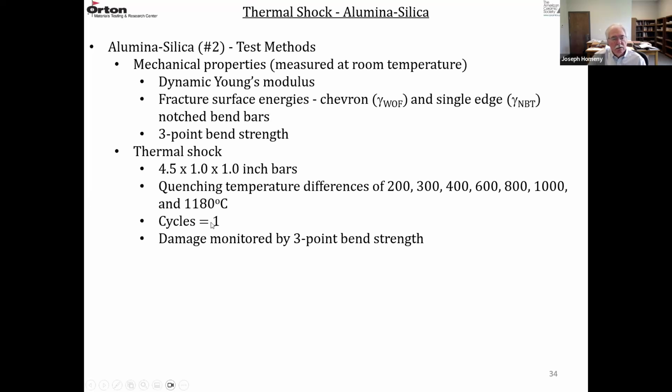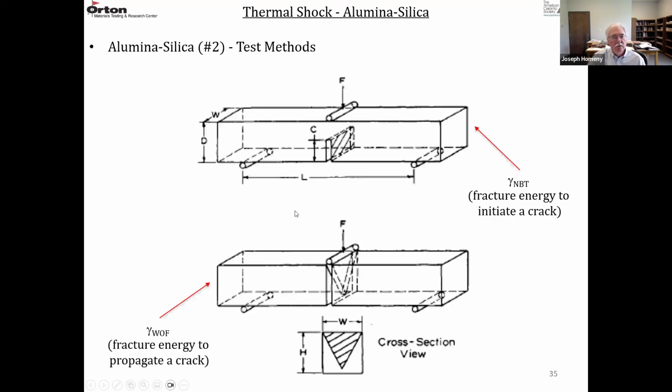Only did one cycle. It was quenched in water, so it was severe, and the damage was monitored by 3-point bend strength. So this is this single edge notch beam for getting gamma NBT, fracture energy to initiate a crack. You also get K1C from this measurement, and then the chevron notch sample gets gamma WF, is the fracture energy to propagate a crack.